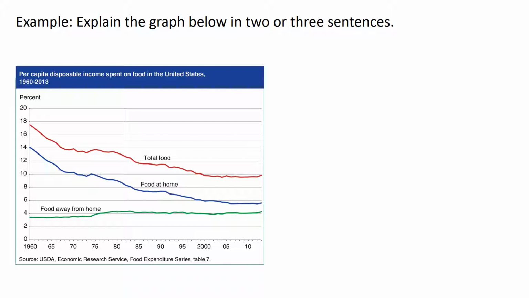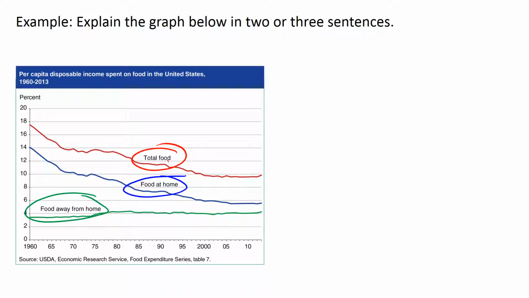So in this first example, explain the graph in 2 or 3 sentences. So we have to look at what we're being told about. We're told the per capita disposable income spent on food in the United States. So per capita means per person. So it's the percent of disposable income that Americans are spending on their food. And we're told their total food here in red, their food that they're spending at home here in blue, and the food that they're spending, or the amount of their income that they're spending eating out away from home here in green. So what's the story we're being told?